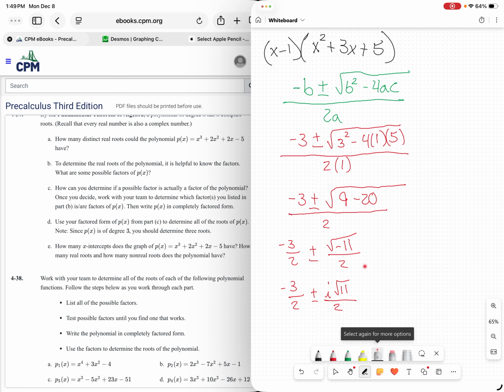So how many x-intercepts will that graph have? 1. It will only have 1. That x equals 1 is our 1, right? The other 2 are imaginary or non-real.